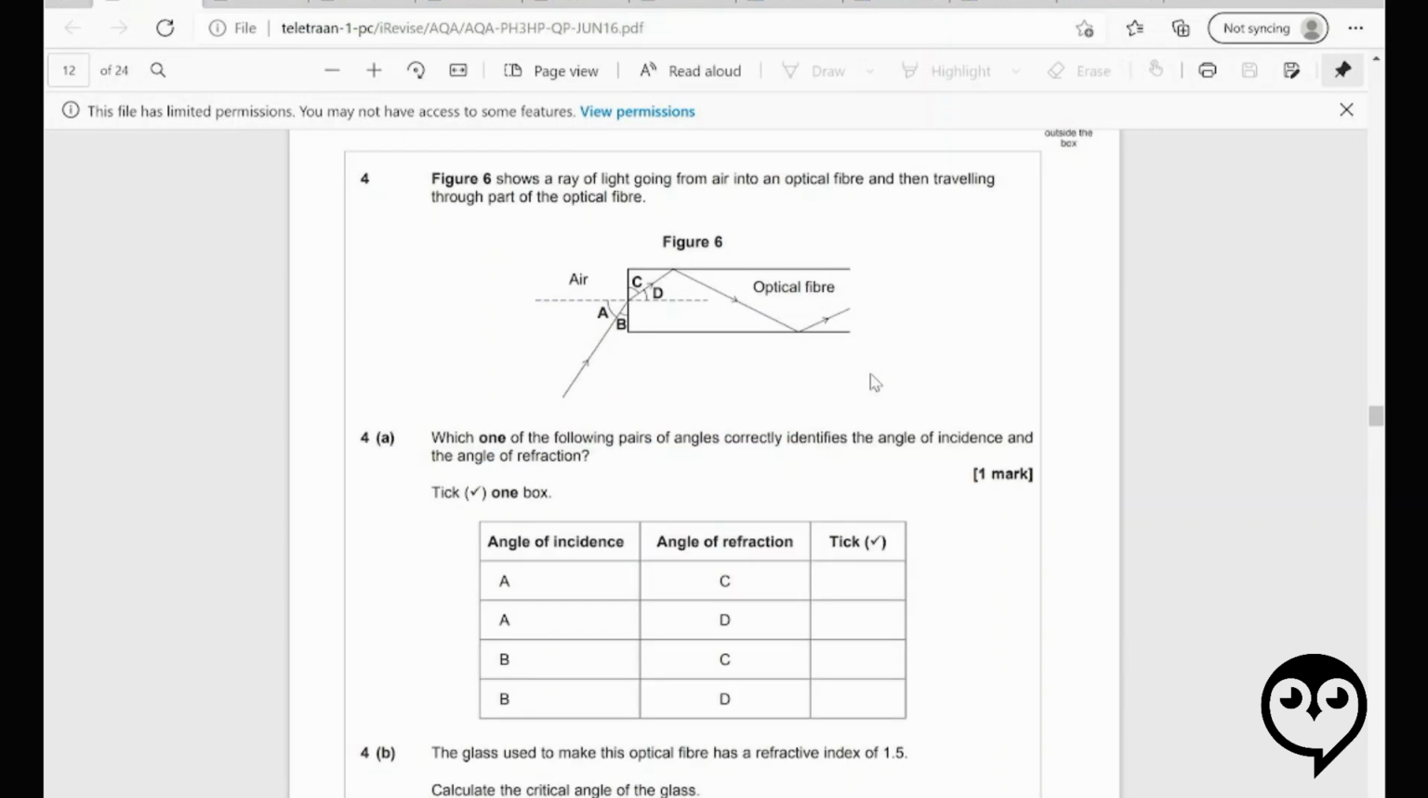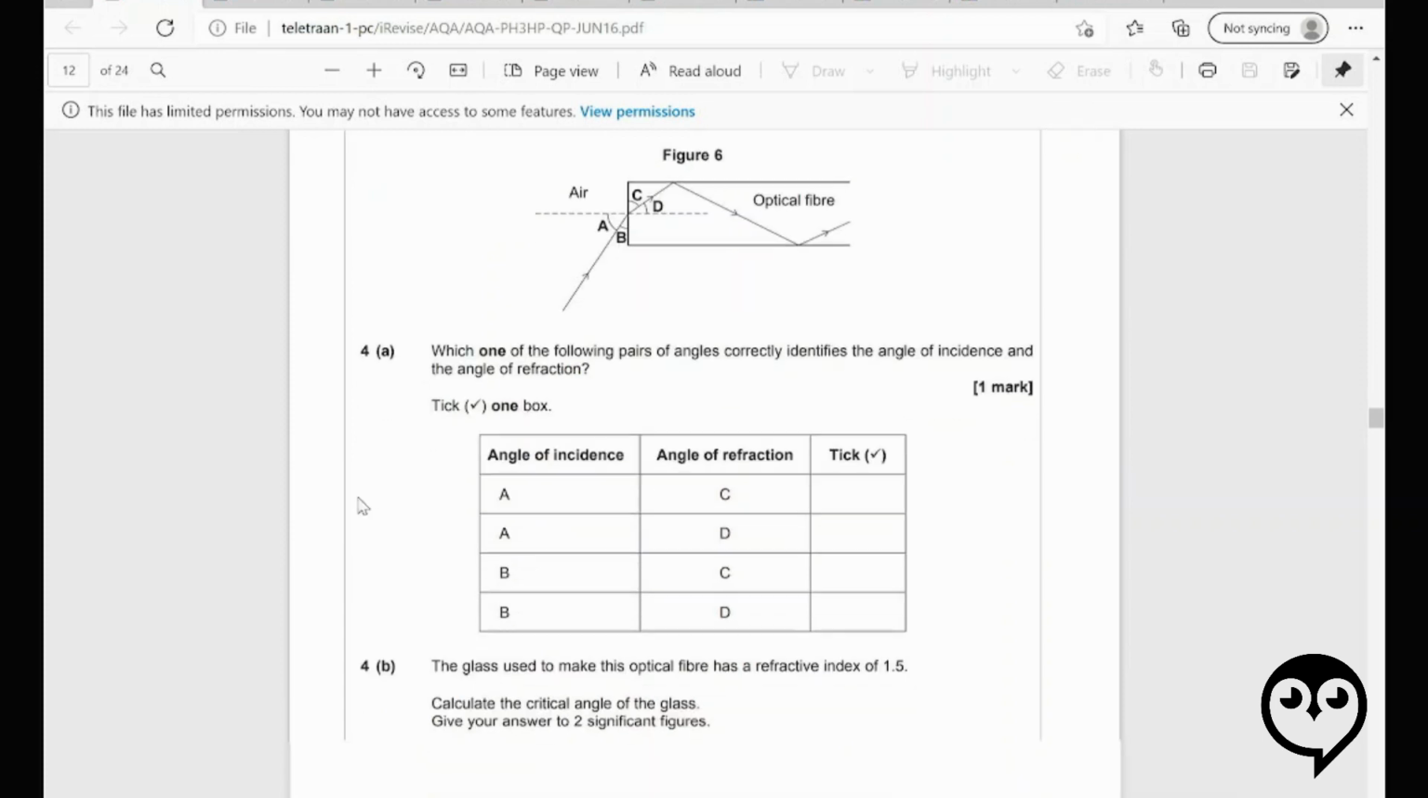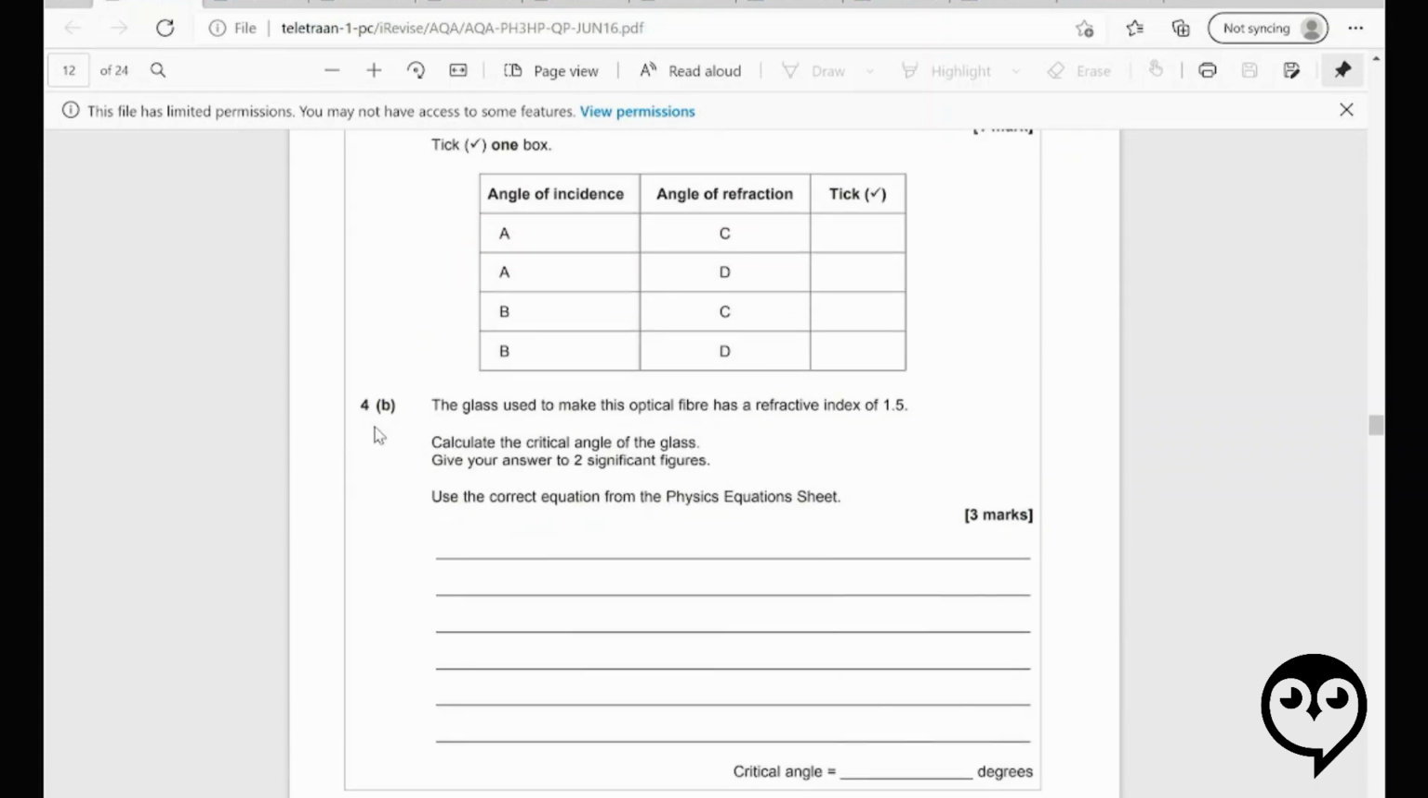Right, let's move on to question number 4 on the same paper. We've got here a diagram. Which of these correctly identifies the angle of incidence and angle of refraction? We're going to measure relative to the normal, so it looks like it's going to be AD. Okay, I can't tick on here, so I just have to remember what we've said.